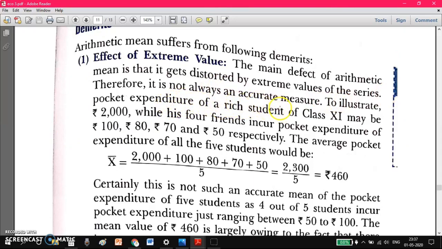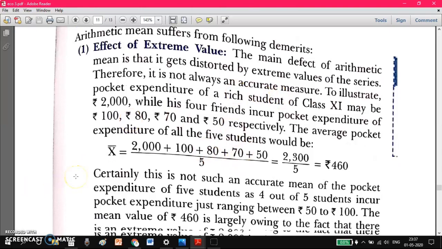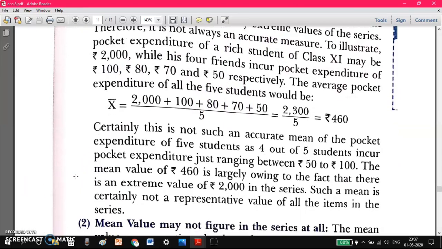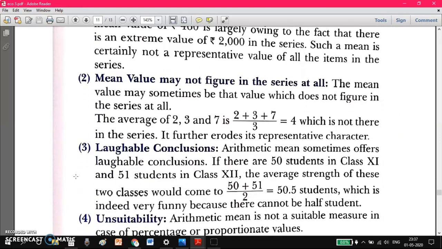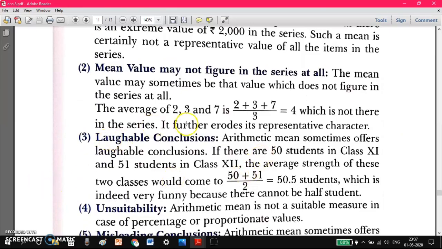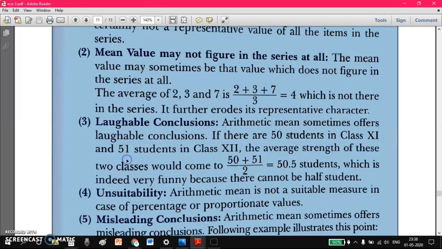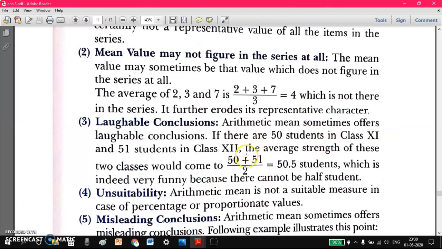क्योंकि बहुत सारी series हो जाती हैं तो कभी-कभी इसके जो आंसर होते हैं वो accurate नहीं आते, बच्चे mistakes कर देते हैं. Mean value may not figure in series at all. The mean value may sometimes be a value that does not figure in the series. The average of 2, 3, 7 is 2 plus 3 plus 7 by 3 is equals to 4, which is not there. Third is laughable conclusions. So as you can see here in the illustration, कभी-कभी इसके जो conclusions होते हैं वो laughable भी होते हैं.